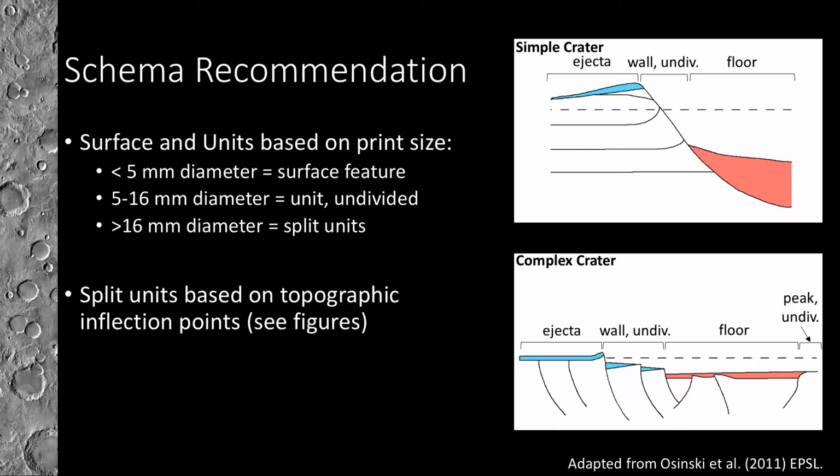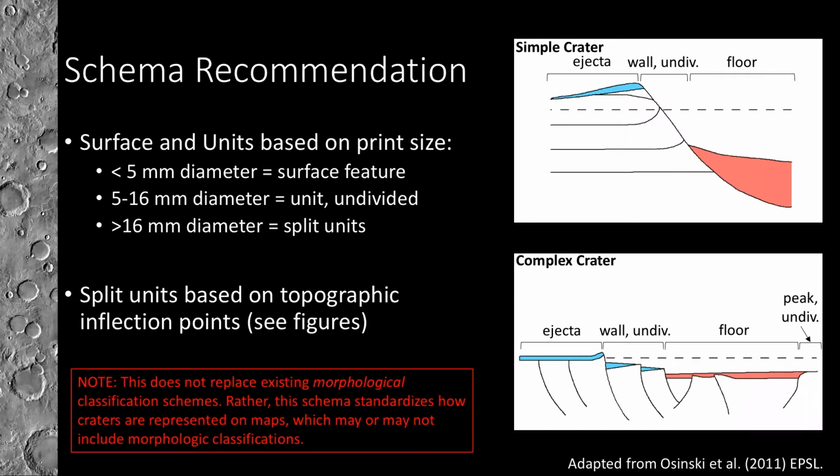Craters larger than 16 millimeters, or larger than the diameter of a dime, you can split out actual units. For example, on the top, you have a simple crater, and you might be able to identify ejecta, wall undivided, floor, or for a complex crater on the bottom, you'll have ejecta, wall undivided, floor, peak undivided. We use the term undivided to communicate to the map reader that both crater and/or target material may be present and mapped at that scale. Additionally, this will be applied as appropriate by the map author. So this is more of a guideline than a strict requirement. Next slide.